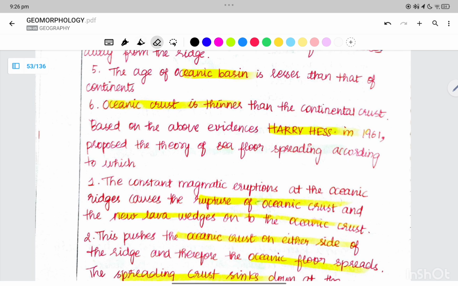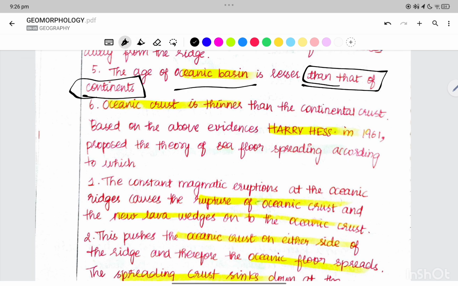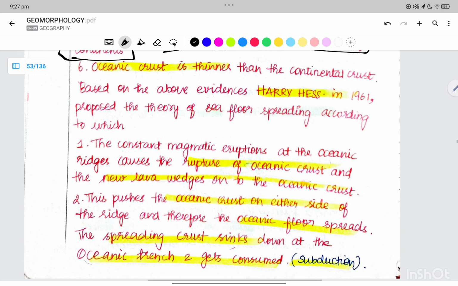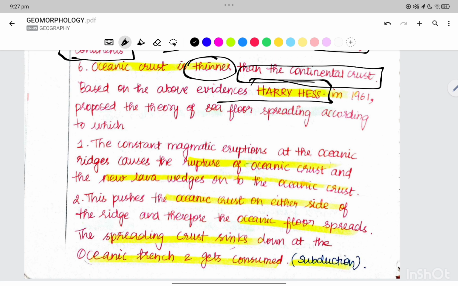The age of the oceanic basin is lesser than 150 million years. It is lesser than that of the continents. The oceanic crust is thinner than the continental crust, based on the evidence by Harry Hess in 1961. So the continental drift theory is by Alfred Wegener, whereas the sea floor spreading theory is by Harry Hess.